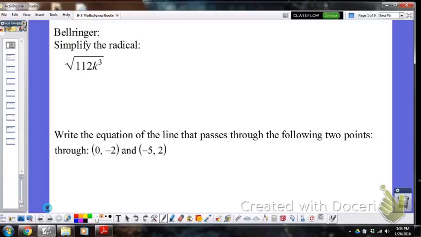For the first problem, you have to remember to make the factor tree, look for your pairs, and pull out your pairs. For the second one, use your slope equation, m equals y2 minus y1 over x2 minus x1, to find your slope. Then use that in y equals mx plus b to write your equation. So go ahead, take a couple minutes, work through the bell ringer, and when you're done, we'll pause the video first, and when you're done, unpause it to get your solutions.